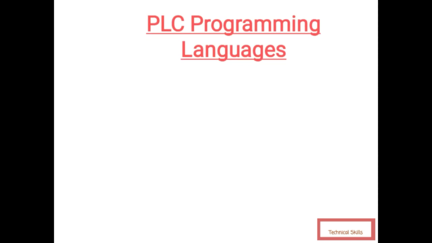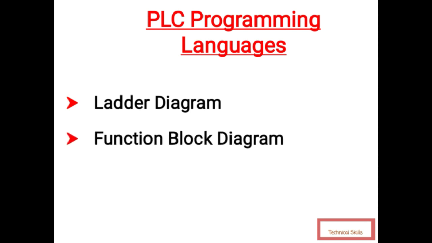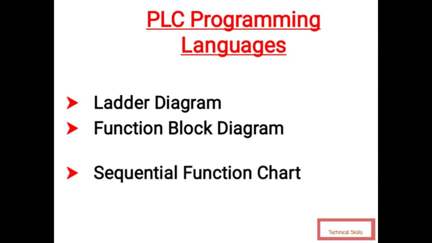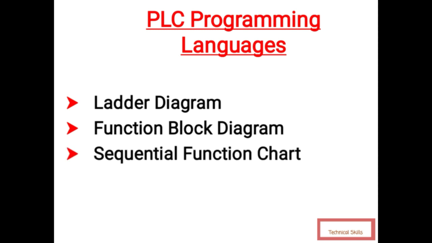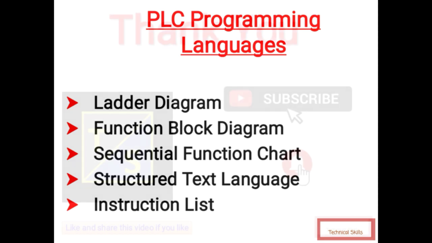Next is PLC programming languages. There are 5 types of languages. First is ladder diagram, mostly used. Second is functional block diagram, FBD. Third is sequential flow chart, SFC. Fourth is structured text language, STL. Fifth is instruction list. So these are the 5 languages: ladder diagram, functional block diagram, sequential flow chart, structured text language, instruction list. These are the 5 languages that are used worldwide for PLC programming.